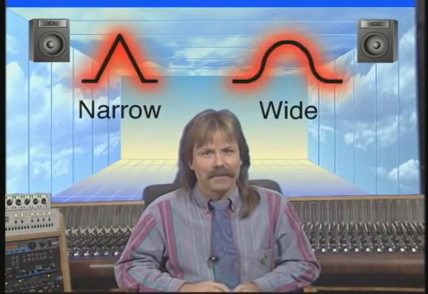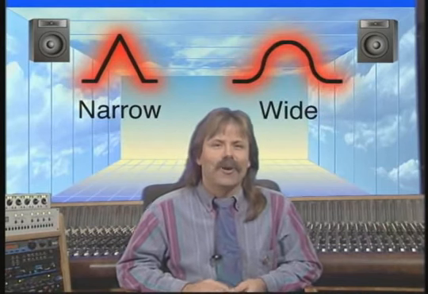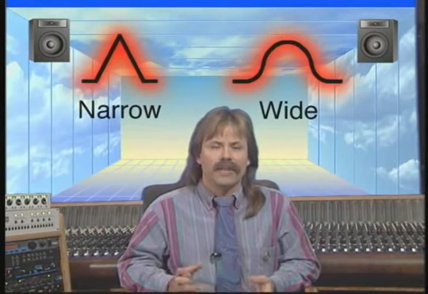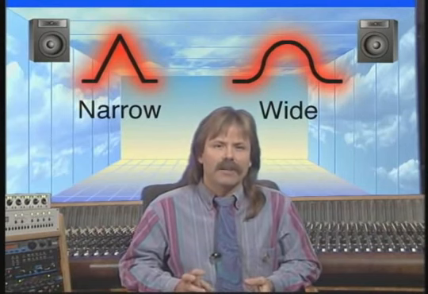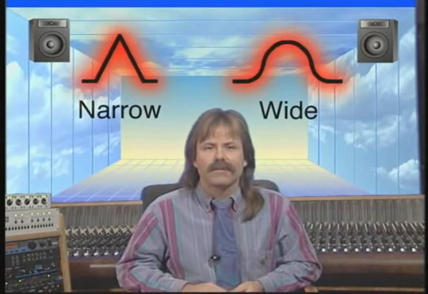The knob's usually called Q because they couldn't get the word bandwidth on the knob. A thin bandwidth is normally labeled with a peak, whereas a wide bandwidth is often labeled with a hump. Sometimes ranges of musical octaves are also used. For example, 3/10 of an octave to 3 octaves.